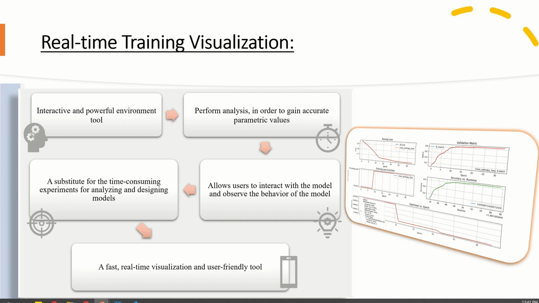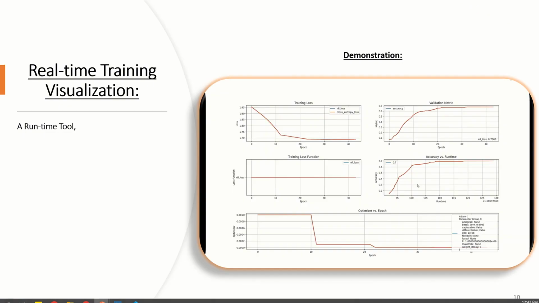And in our runtime simulator, we offer fast real-time visualization and a user-friendly tool. Of course, it's at an initial stage at the moment, but later on we will improve it and make it more appropriate and more user-friendly based on the users' feedback.